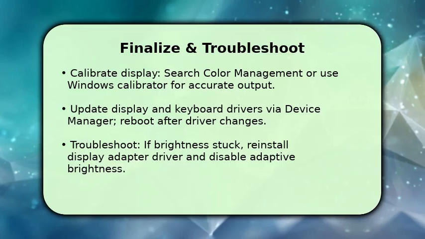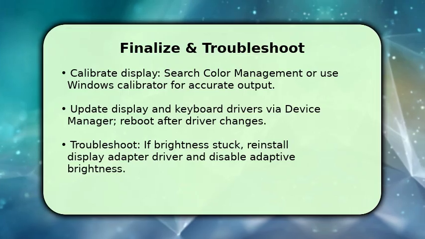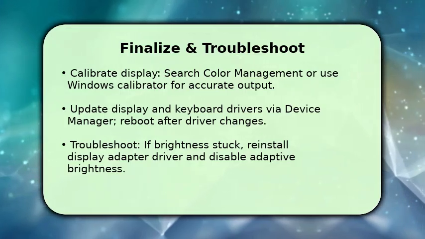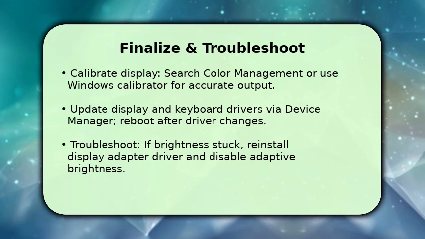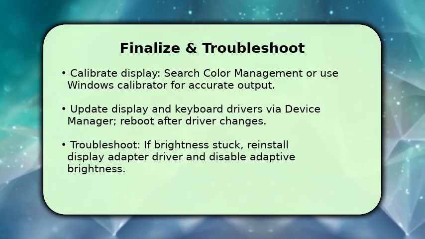If brightness remains stuck or jumps, make one targeted fix. Reinstall the display adapter driver and disable adaptive brightness in both Windows and the graphics control panel. That single step resolves most stuck brightness problems.